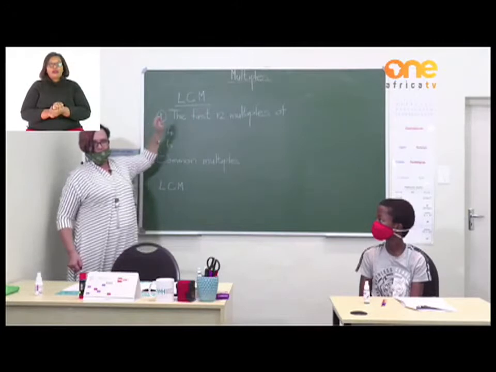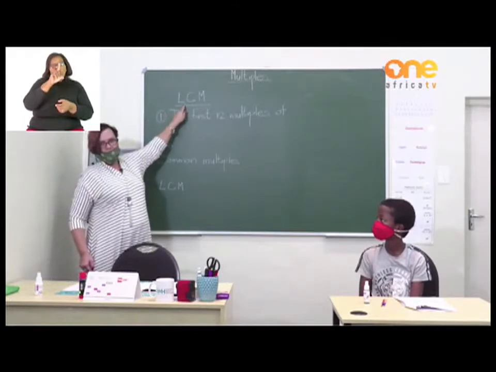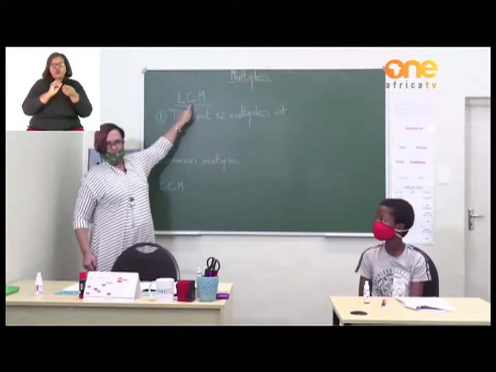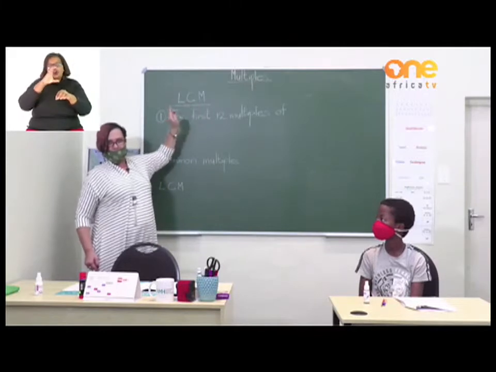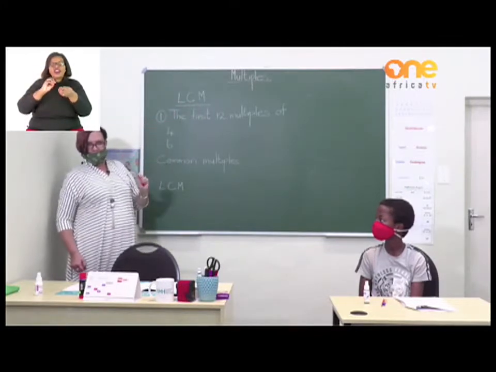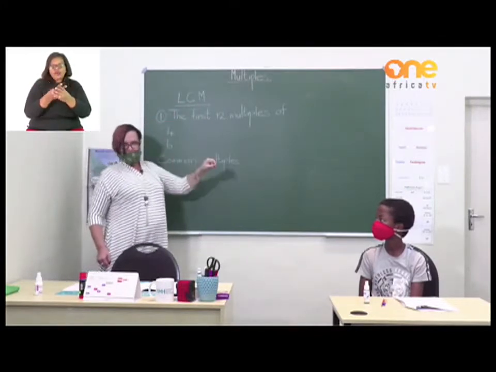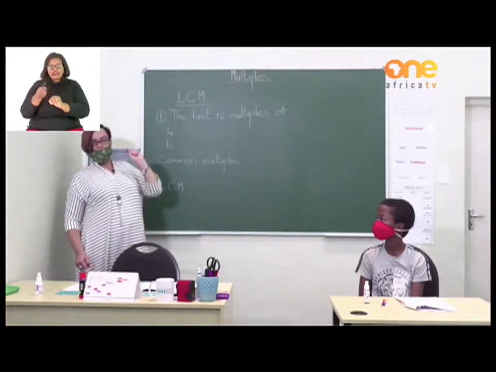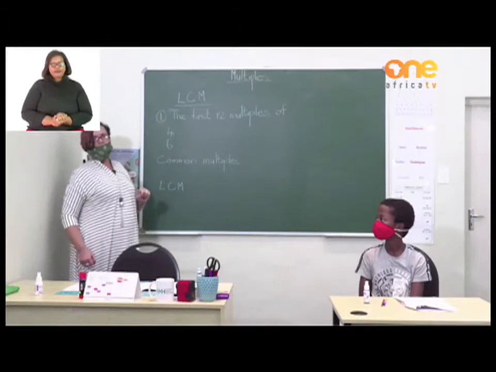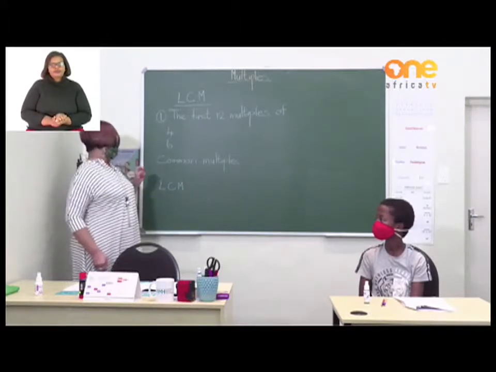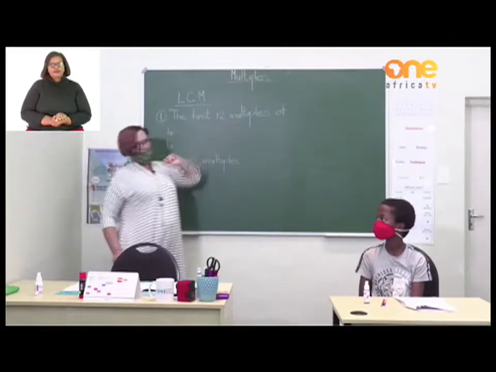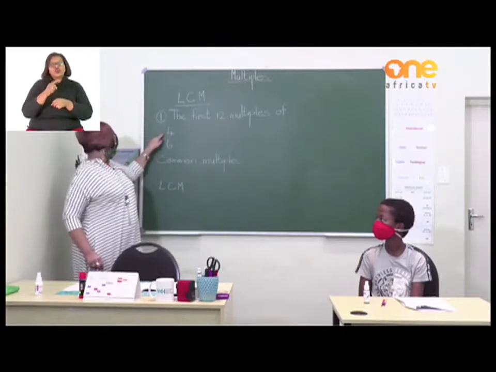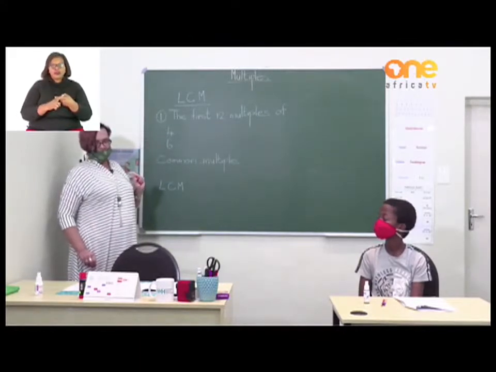Let's revise quickly. Lowest, meaning the smallest number. Common, the numbers that we find in both multiples. And a multiple is the answer you get when you multiply a number by another whole number. Now the first 12 multiples of 4 and 6.